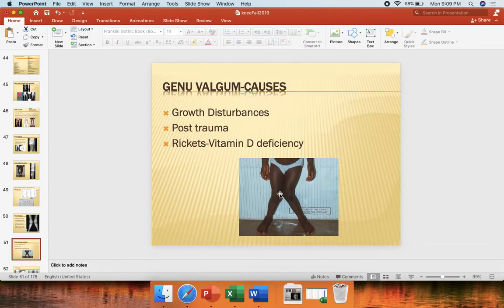So maybe that medial compartment of the knee is really growing while the lateral compartment isn't growing very much. Maybe they had some trauma. Maybe they disrupted their growth plate on the lateral part of the knee. Maybe they took a blow or whatever. And then maybe rickets, vitamin D could certainly be a contributor.